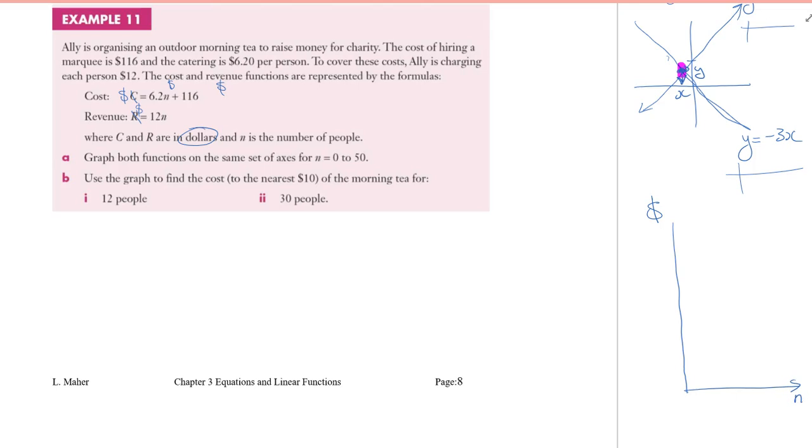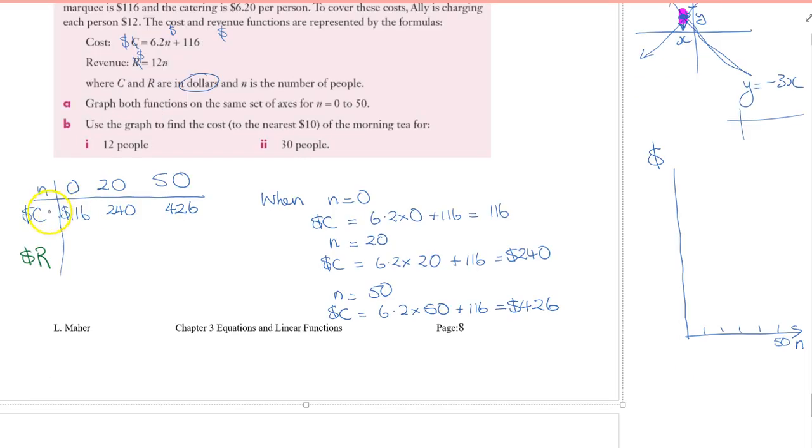In that way then we can draw these two graphs, 6.2N plus 116 on here, and we can draw 12N on here. And we will find the point where they intersect. So you can see I am going to fill out a table of values for N from 0 to 50. Now we really only need ever 3 values for a straight line. So I've just chosen 20, it's sort of in the middle.